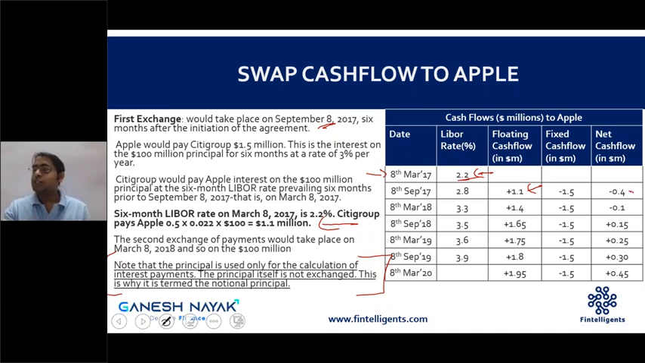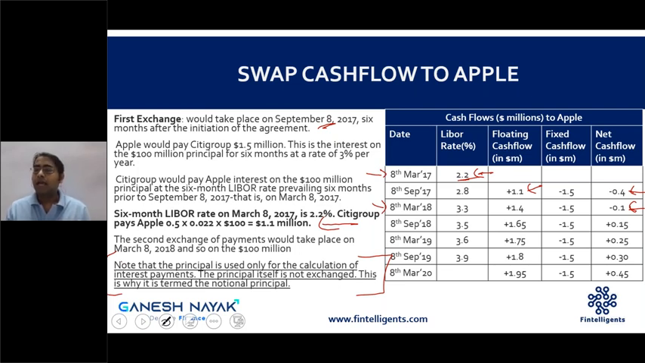So we saw this first calculation, where Apple has to pay. Since it is paying, that is why it is negative $0.4 million. Similarly, on the second date, which is 8th March 2018, Apple will pay only $0.1 million.